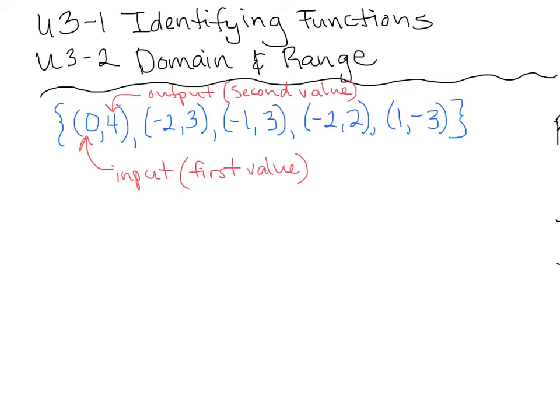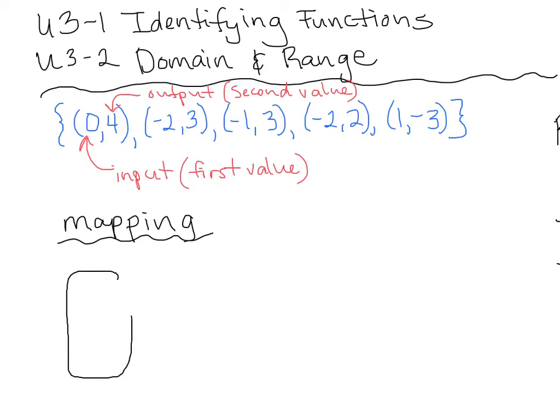All right. Now let's go ahead and take a look at a mapping. Okay. If you were asked to make a mapping of this relation, here's what it would look like. You make 2 kind of boxes like this, and in the box on the left we put the inputs. Okay, and we list them, typically vertically. And if there are any repeats, we don't have to list them twice.